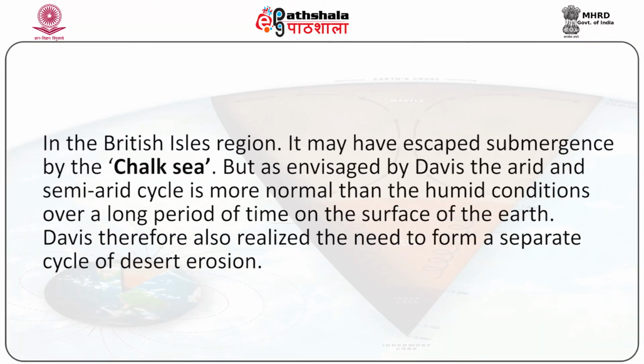In the British Isles region, it may have escaped submergence by the chalk sea, but as envisaged by Davis, the arid and semi-arid cycle is more normal than the humid condition over a long period of time on the surface of the earth. Davis therefore also realized the need to form a separate cycle of desert erosion.